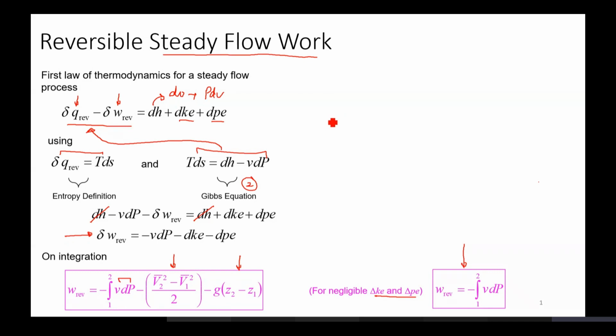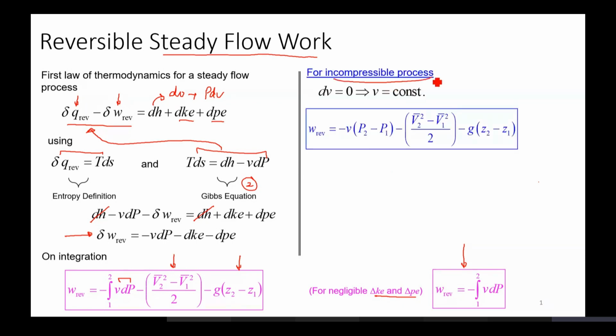an open system. When you have an incompressible process or incompressible fluid, such as liquids, you will have V out of the integral, and the integral of dP from 1 to 2 would essentially be P2 minus P1. This is the reversible work for an incompressible fluid.